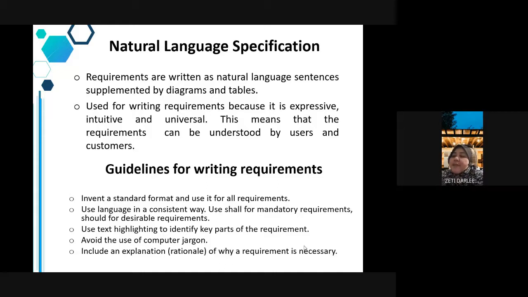Include an explanation, a very rational explanation on why the requirement is necessary. Why? Because kita nak make the user understand the reason why you put it there.